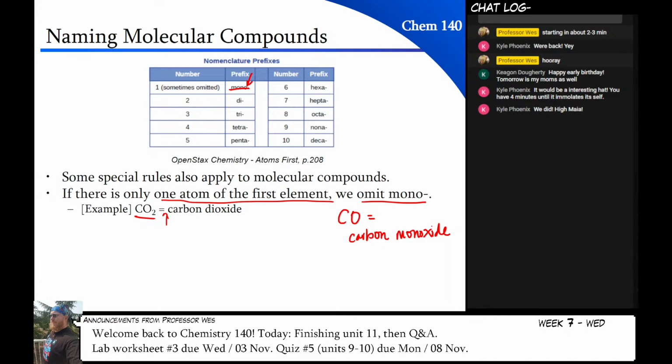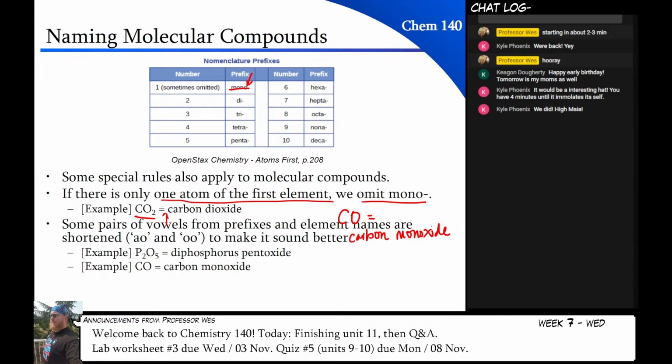What do I do? And the answer is, if you get a situation where your prefix bumps into an O, then it sounds kind of stupid. And so what we do is we get rid of the O on the prefix. My cord is in the way, so I'm having trouble drawing there. So instead of having something like this, monoxide, which then sounds like it's French, we get rid of the O on the prefix, and then just slide them together. So that would be one word, monoxide.